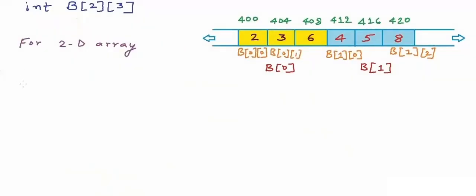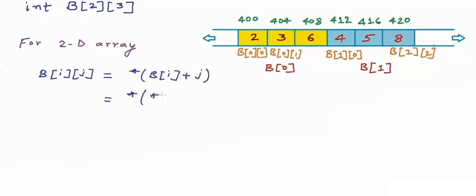For a two-dimensional array, bij, where b is the name of my two-dimensional array and i and j are some indices, can be written as asterisk of bi plus j. And once again, bi can be written as asterisk of b plus i.